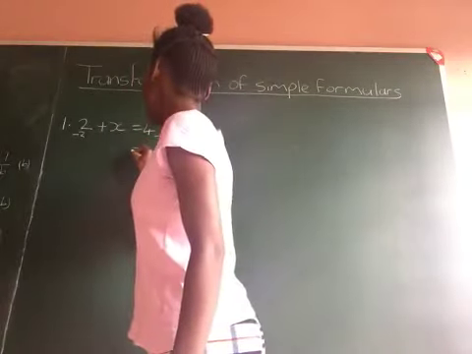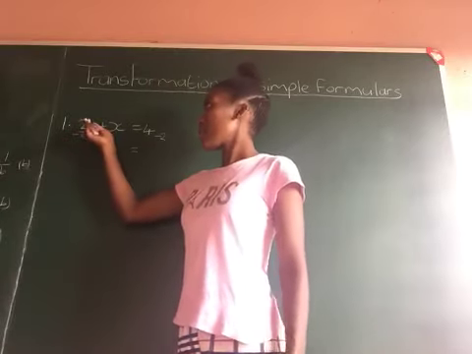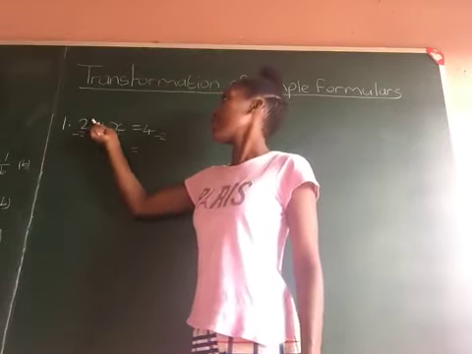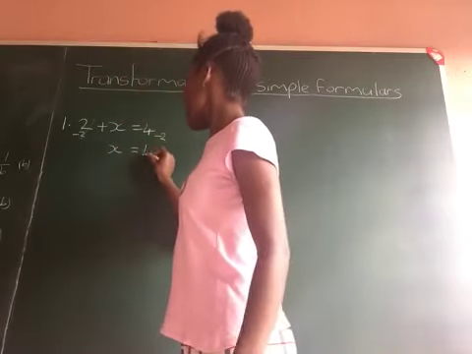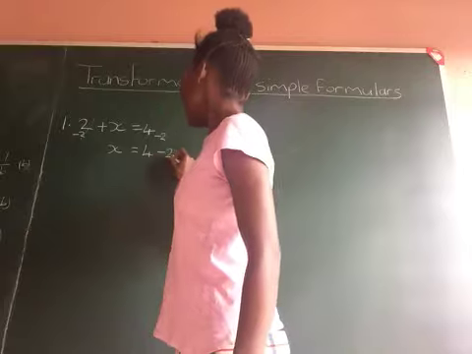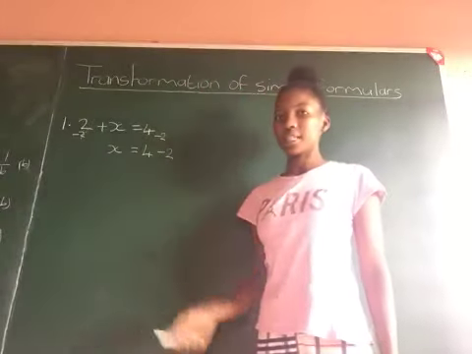So next step, we're going to say positive 2 and negative 2, they cancel. You'll be left with the x this side. And this, you just rewrite it down like that. And that is your formula.